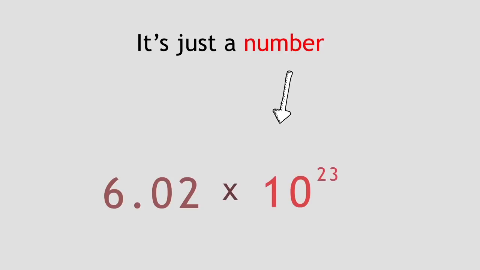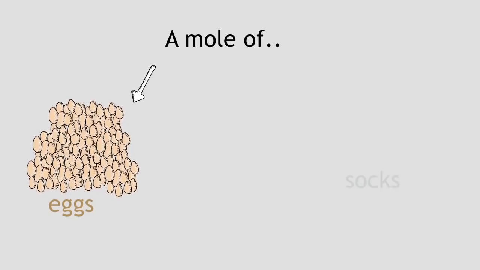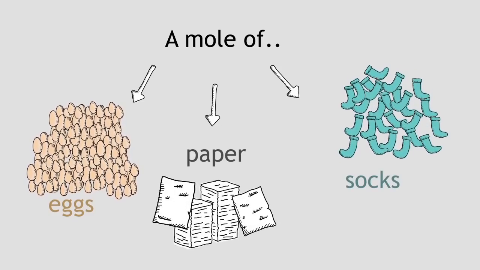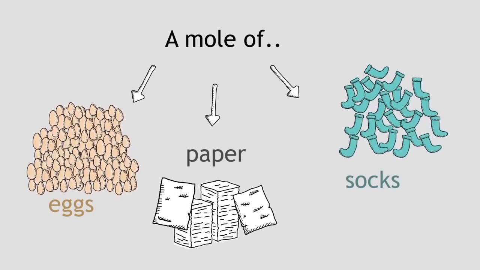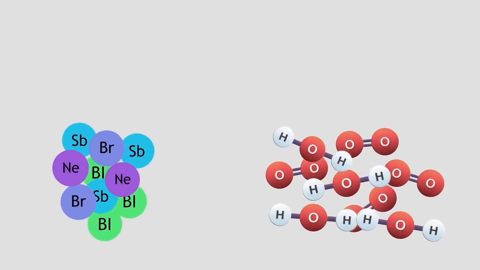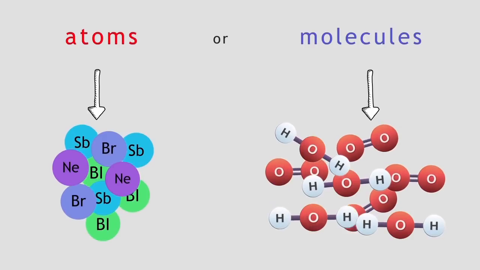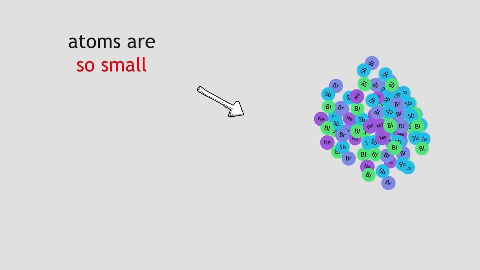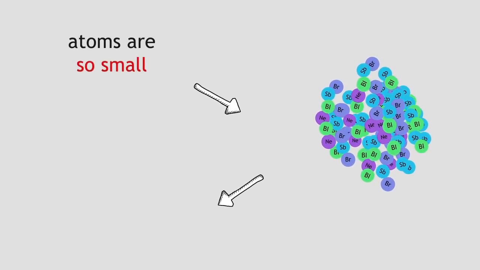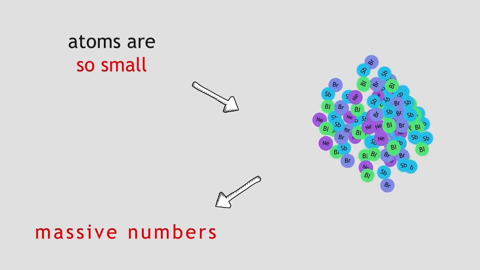It's just a number, and is specifically 6.02 times 10 to the 23. We could have a mole of eggs, a mole of socks, or even 1 mole of sheets of paper. However, in chemistry, we normally use it to represent atoms or molecules. This is because atoms are so small. It's just a convenient term to represent massive numbers.